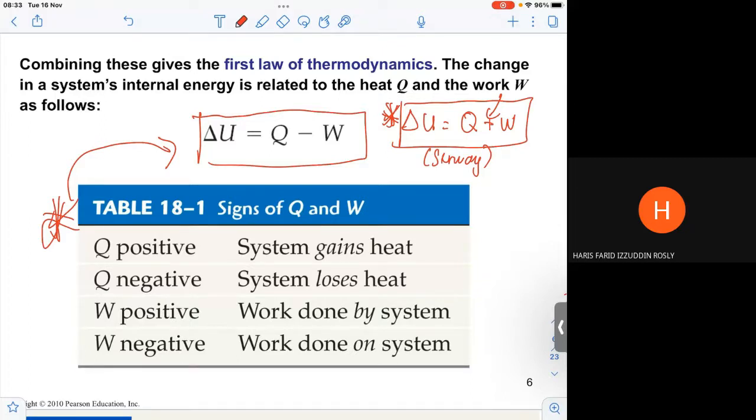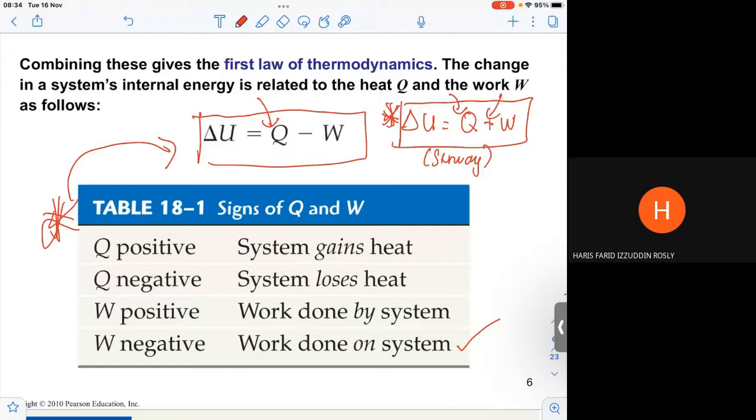In my notes, the negative W means the work done by the system. Okay, should we go one by one? Q positive means the system gains heat, that means you give a lot of heat to the system. If Q is negative, then the system loses heat. Add heat, remove heat. So Q doesn't matter because both have the same positive value. In front of the Q it is positive here, and in the Serway textbook it is also positive Q.